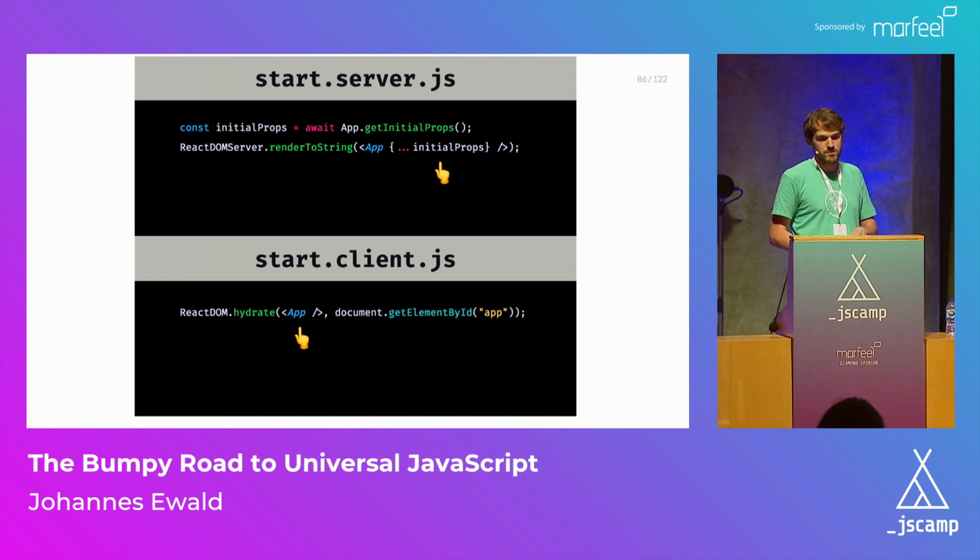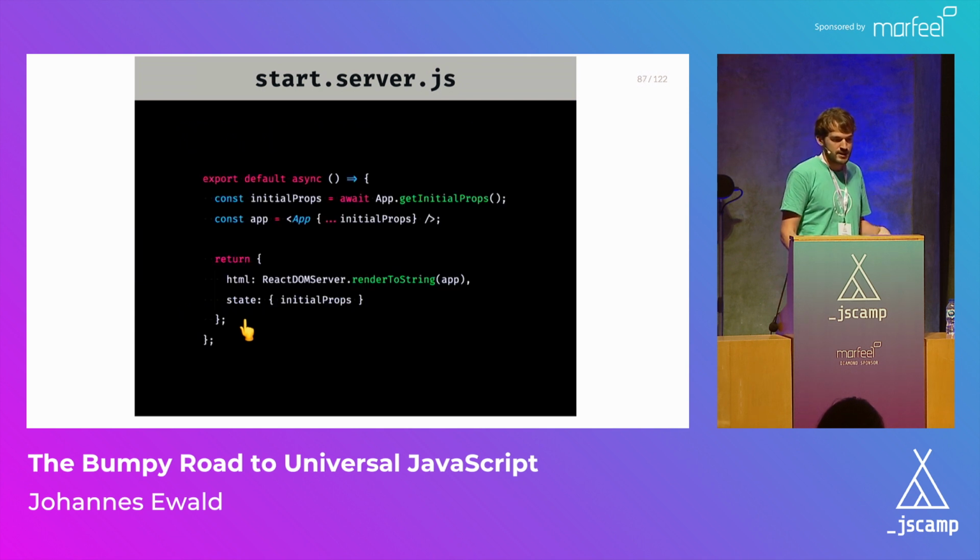So we somehow need to make the props from the server available to the client. And we can do that by, instead of just returning a string from the start server.js, we return an object with the string and the state that has been used to render the app.